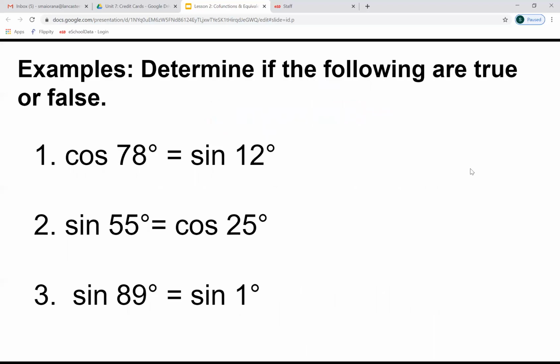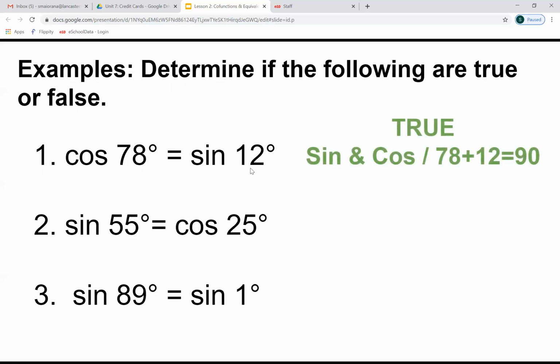Goal number one is to figure out if these statements are true or false, to determine if we actually have equivalent cofunctions. So in order to have cofunction equivalence, your first criteria is that you need to have one as a cosine function and one as a sine function. In example 1, here's cosine, and here's sine. Now my two angle measures, 78 and 12, do in fact add up to 90.